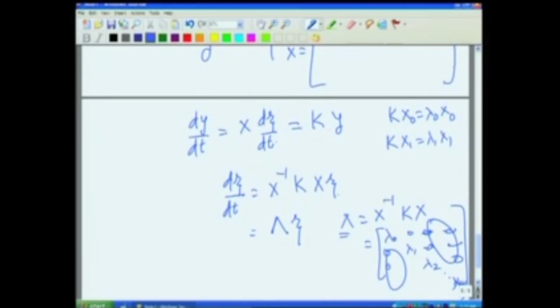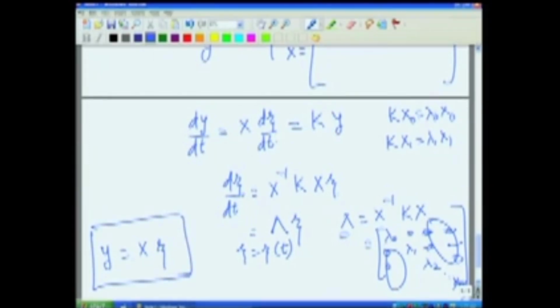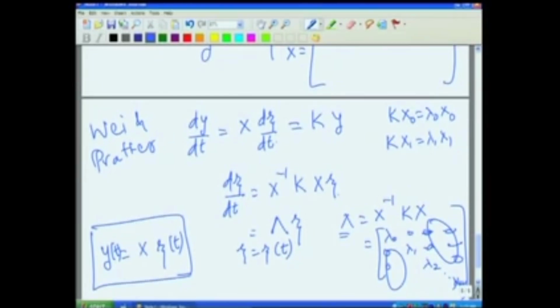So, we now get from this, we know the solution of this now. Solution of this is straightforward: zeta naught dot is minus lambda naught zeta naught, zeta 1 dot is minus lambda 1 zeta 1 and so on. So, once we know zeta as a function of t, we can go back and calculate y, which we did here as x into zeta. So, this gives me y as a function of t in a completely decoupled manner. Elegant use of mathematics and chemical reactions. This analysis is known as Wei and Prater analysis, done in the late 60s or early 70s during that period.